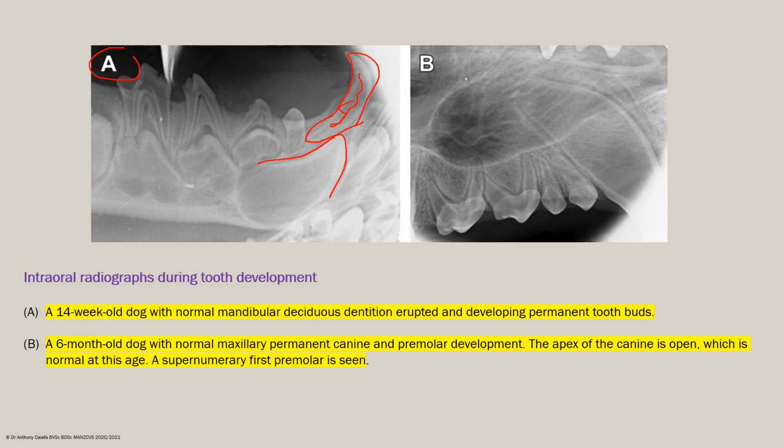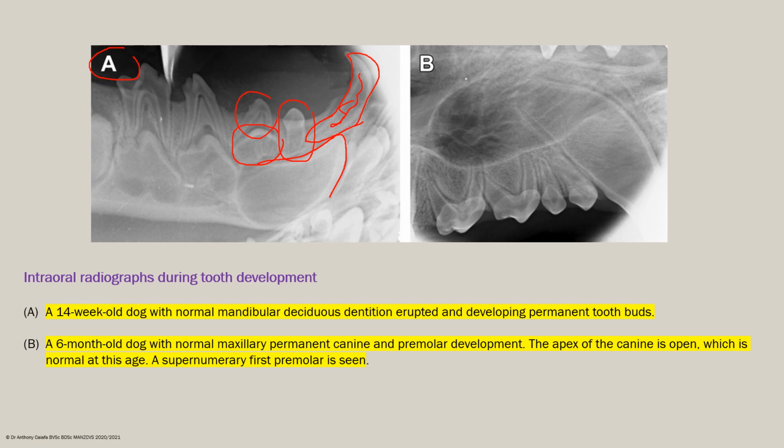You can also see that mandibular first premolar tooth here has no deciduous precursor, and that applies to all the first premolar teeth in the dog. You can see a deciduous premolar 2 tooth here, and the developing permanent premolar 2 below it. So this is considered quite normal development.